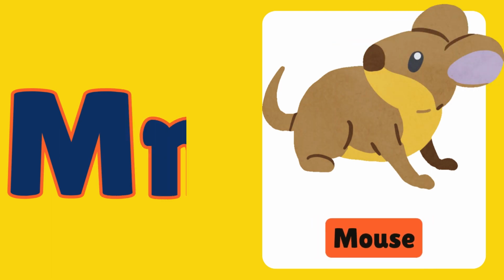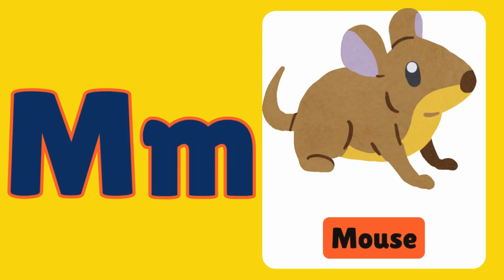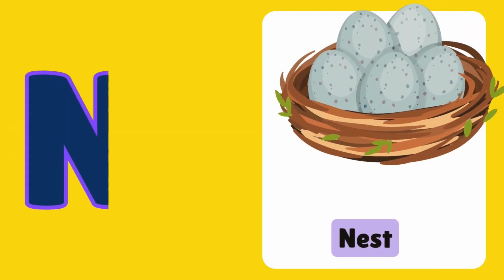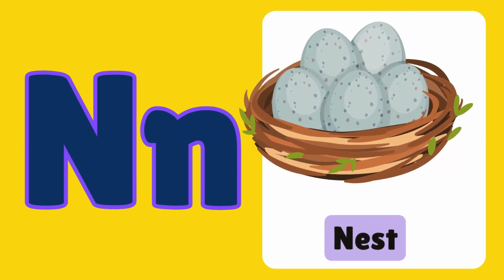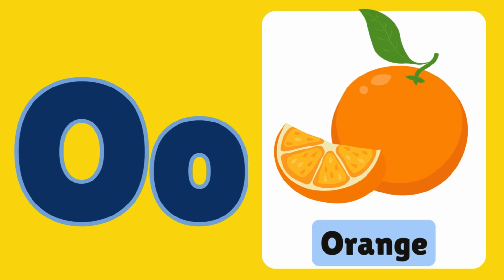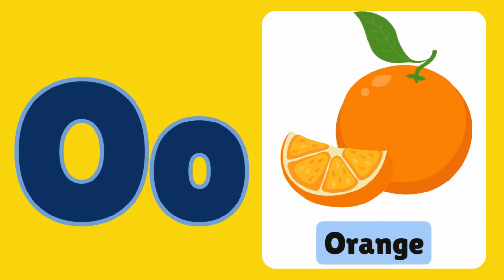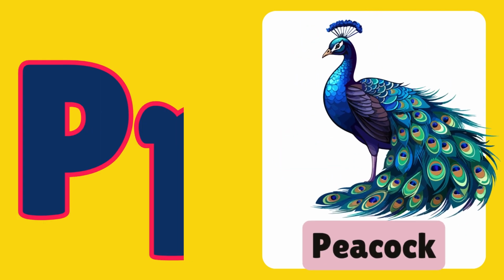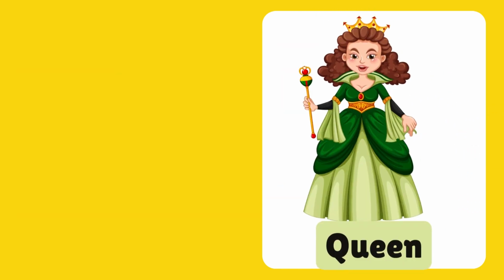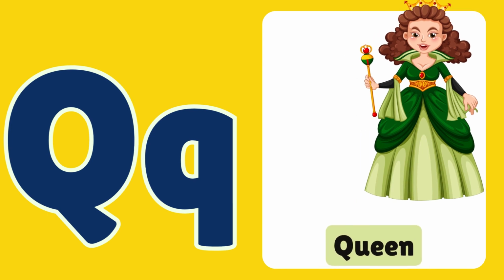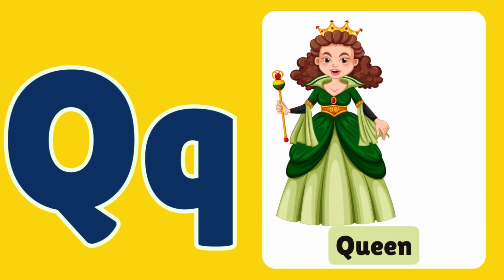M. M is for mouse. N. N is for nest. O. O is for orange. P. P is for peacock. Q. Q is for queen.